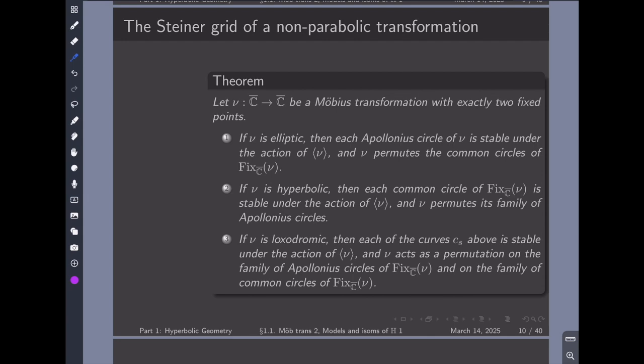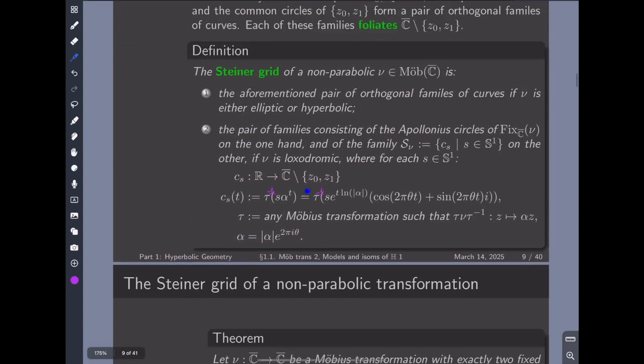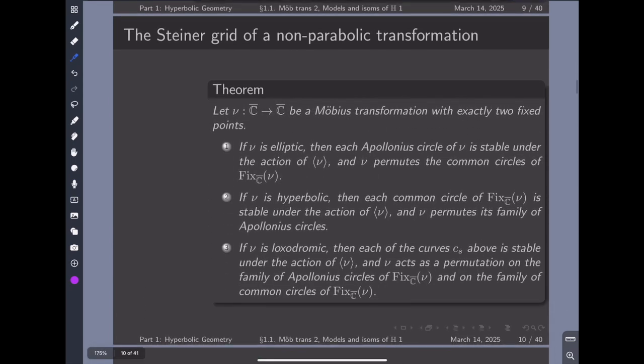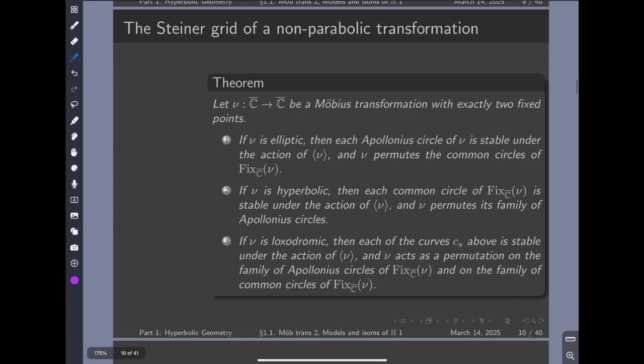Each of the curves that we defined in the previous one, each of these curves is stable under the action of the Möbius transformation, and actually for the Apollonius circles, if you consider the Apollonius circles, that family gets permuted, simply because multiplying by minus 1 is actually elliptic.